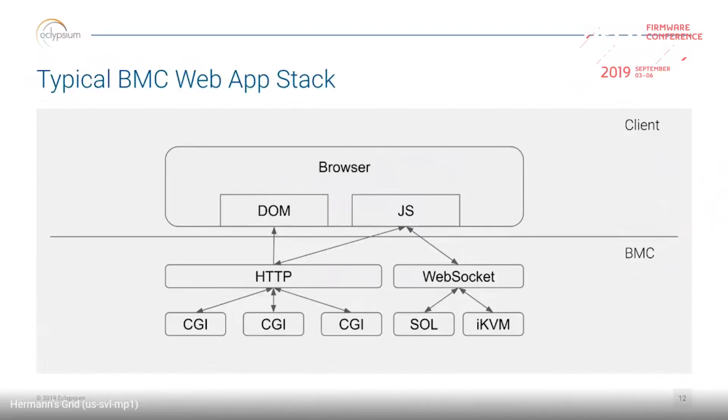The HTTP server ships out some static content to the browser to build up the DOM. It uses JavaScript to do AJAX type queries to the CGI scripts, which are the C applications that are running. On some of the more modern ones that have HTML5 KVM functionality, you'll also see that they run a WebSocket server and connect over WebSocket to do streaming for the actual IKVM, instead of connecting separately via VNC and things like that.